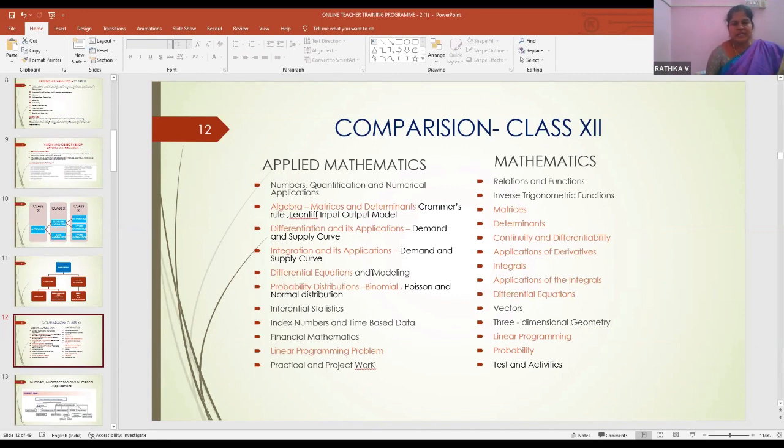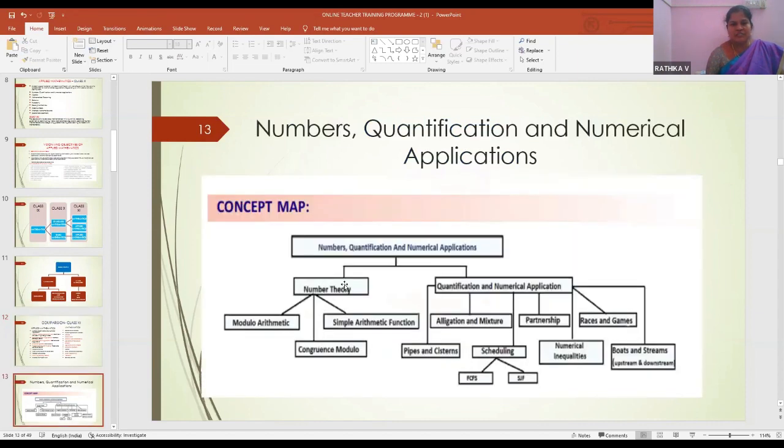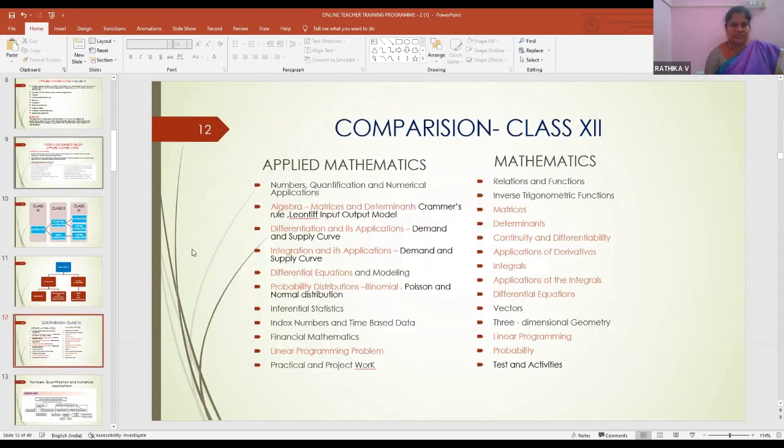So similarly, differential equations, all statement problem here fully. So case study question, this year they have introduced from this modeling only. And probability, already I said that additionally they are learning Poisson and normal distribution. Inferential statistics is one among that topic, which is totally different. And index numbers and time-based data is the easiest topic. Financial mathematics, if you know the formula concept, that is one of the easiest one.